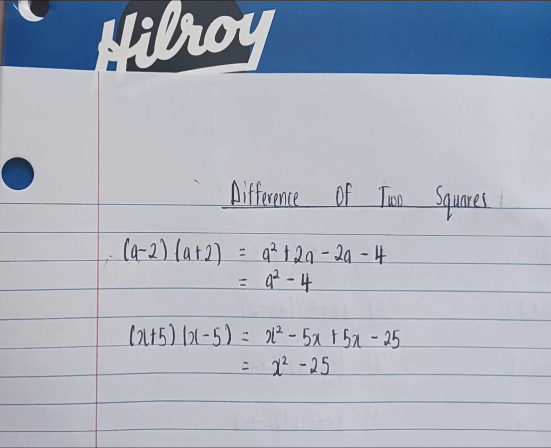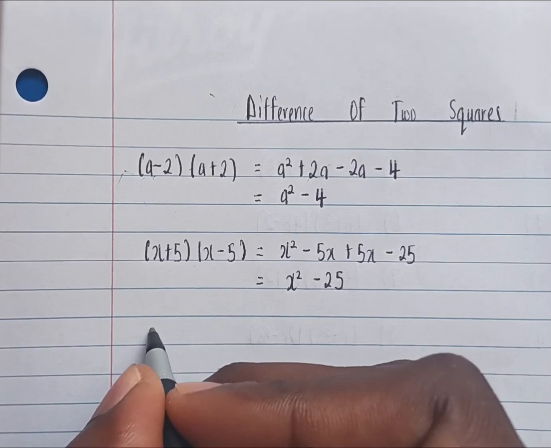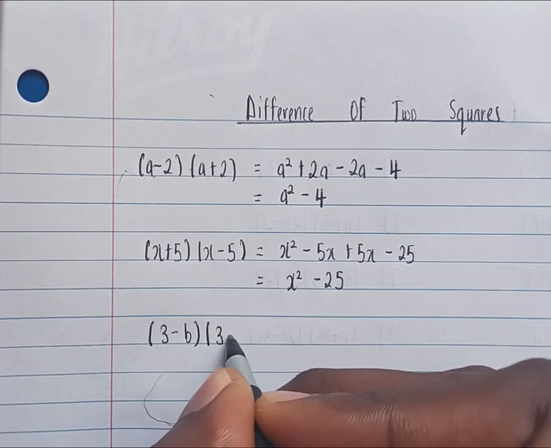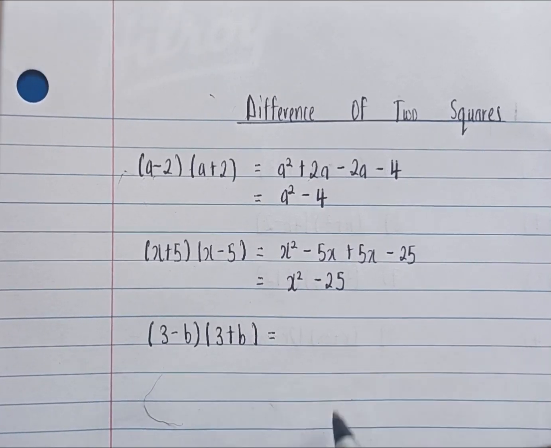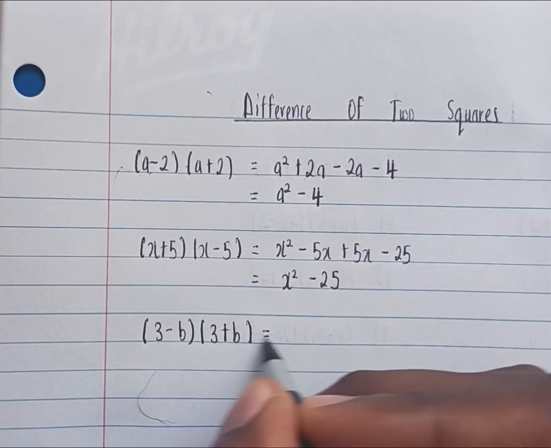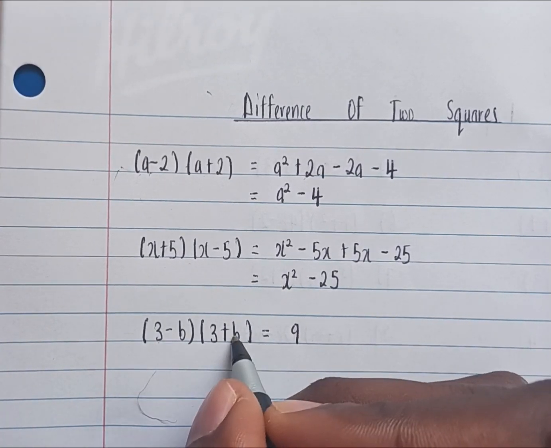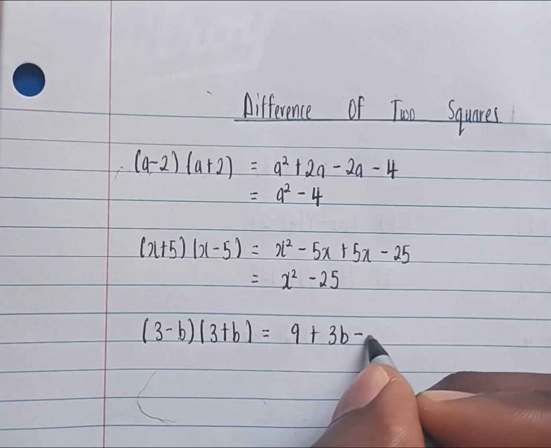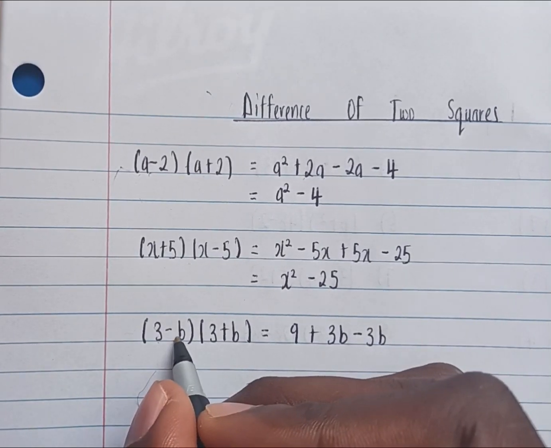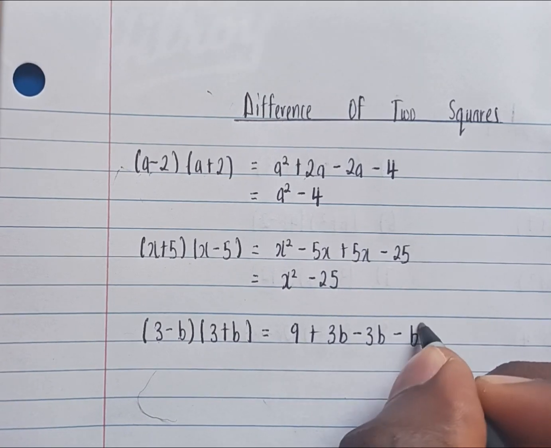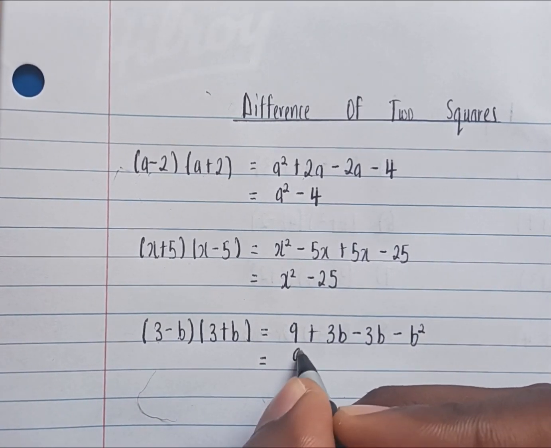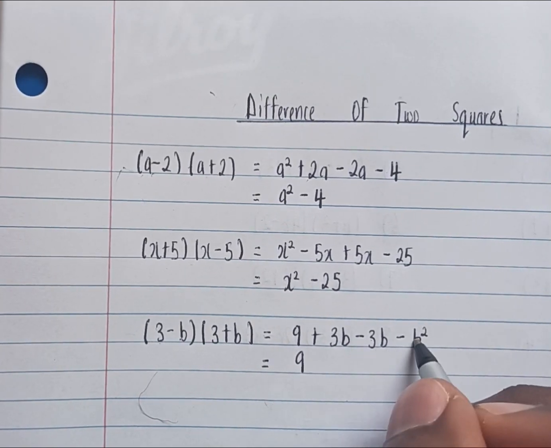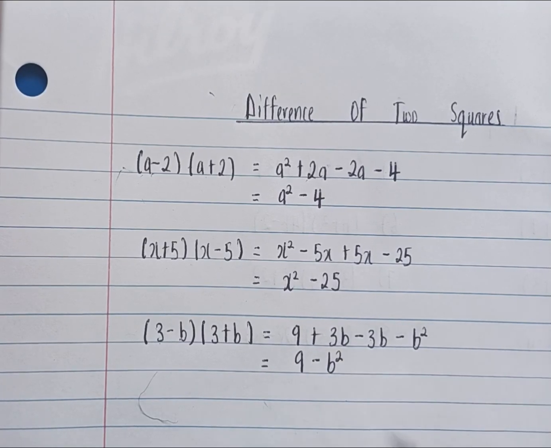And let's have one last one, which is 3 minus b times 3 plus b. This one gives, we have 3 times 3, which is 9. We have 3 times b, which is plus 3b. We have minus b times 3, which is minus 3b. And we have minus b times b, which is minus b squared. This one gives 9. We have like terms 3b minus 3b, which is 0, so no need to put 0 here. And we have minus b squared left.